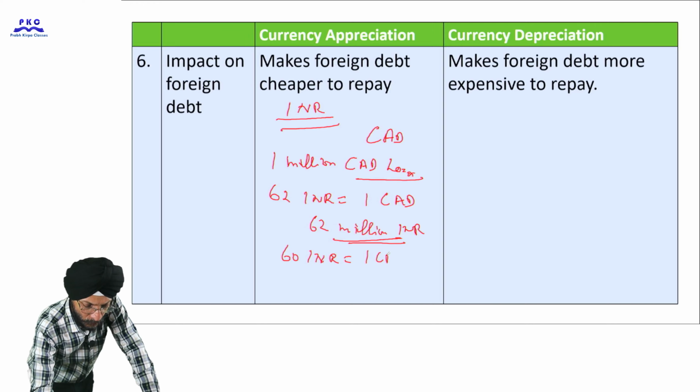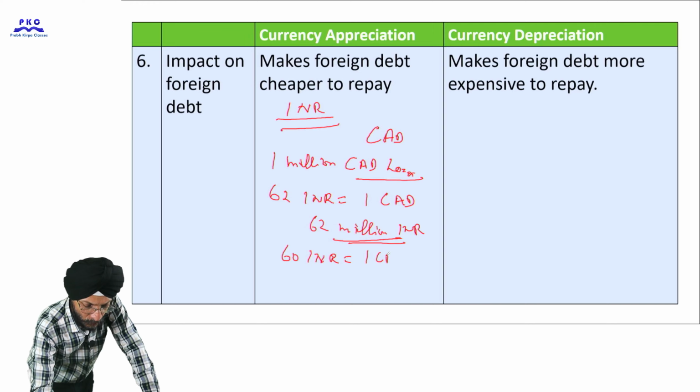What is the present value of Canadian dollar? It is somewhat near 62 Indian rupee is equal to 1 Canadian dollar. We are only talking about approximate value to keep the point simpler. It is somewhat more than 62. So what is the loan amount at present which the Indian government has taken? It is 62 million Indian rupee. This is the loan amount that has been taken.